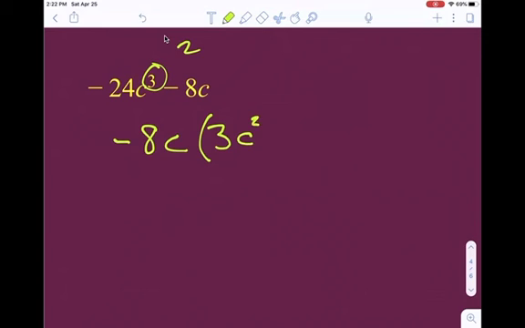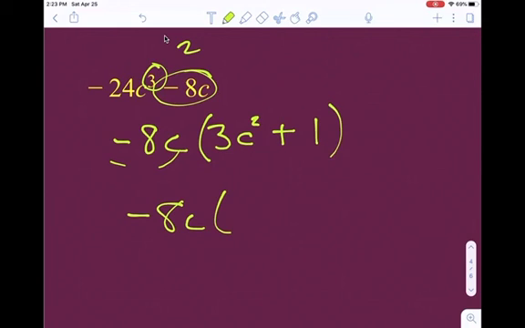So c squared. And then this would be plus, and this is already negative 8c, and this is negative 8c here. So what do I multiply by this to make it itself? 1. So your finished answer is minus 8c, 3c squared plus 1. Again, if I wanted to not factor out this negative, I could have done that, but then what it would have done is it would have changed the signs on my inside terms inside the parentheses.